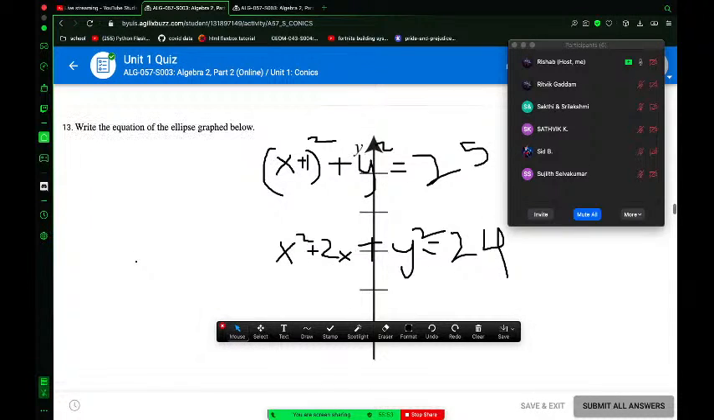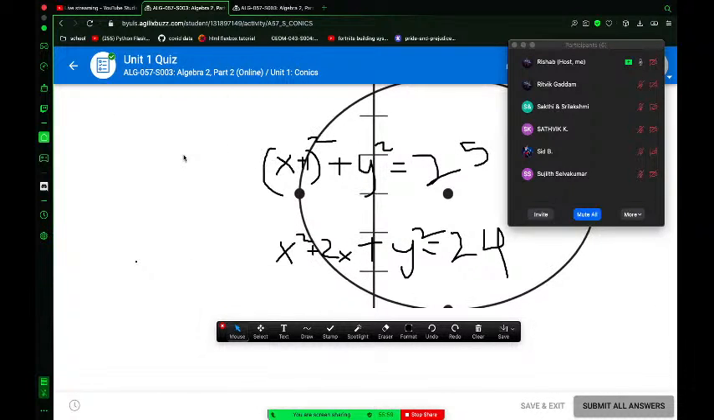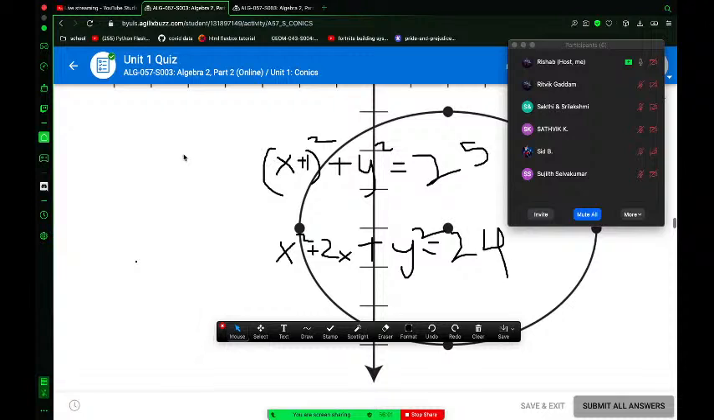That's what we get. And write the equation of the ellipse graphed below. Does anybody want to do this question? If you do, then raise your hand in the participants list.